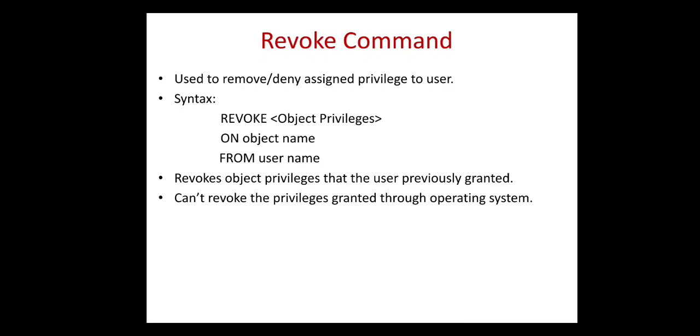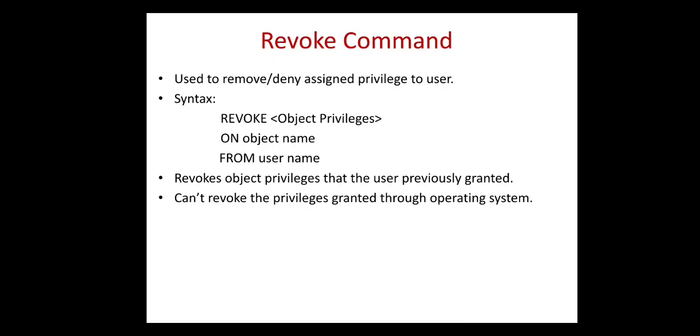Then the second DCL command is revoke. Revoke is used to remove or deny assigned privileges to the user. This command works after the grant command. Whatever permissions or privileges you have given by using the grant command can be taken back by using the revoke command. The syntax is the same as grant. In grant we are giving permission to a particular user, and in revoke we are taking back the permissions from the user. So instead of TO, here it is FROM.